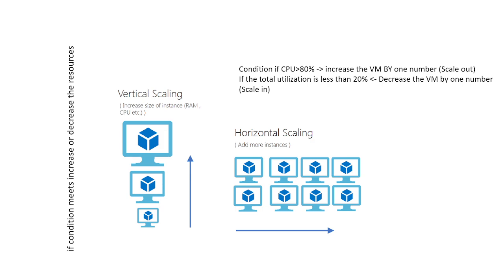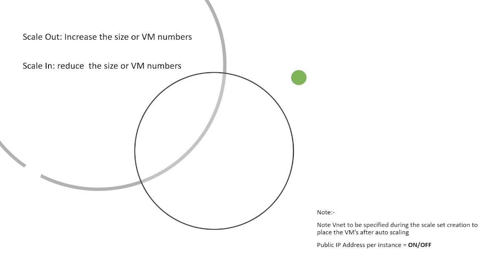Okay, that is the difference between vertical and horizontal scaling. This is the pictorial representation. It is easy for understanding. You see here the same thing. Scale out means increasing the size or VM numbers. Scale in means reducing the size or virtual machine numbers.